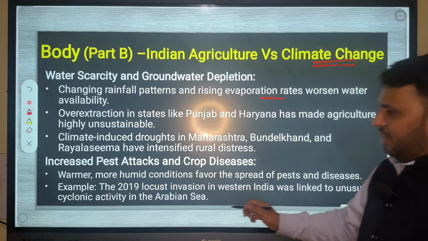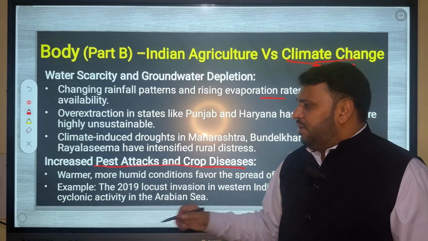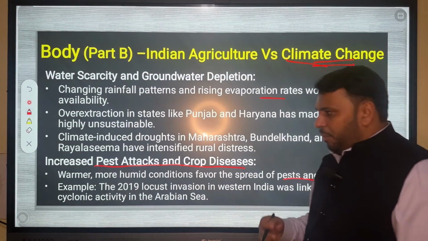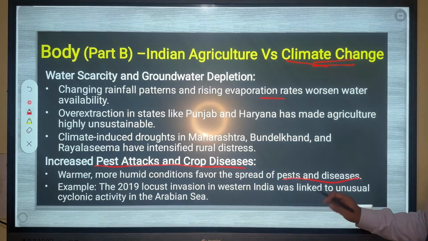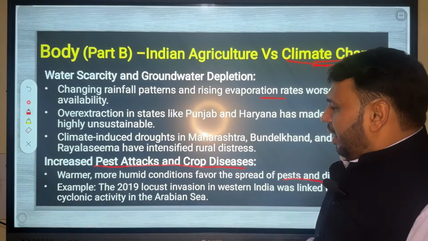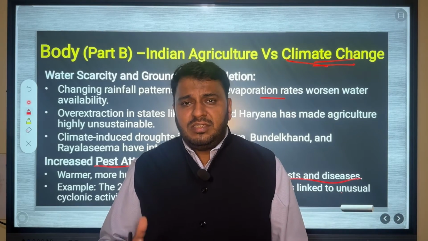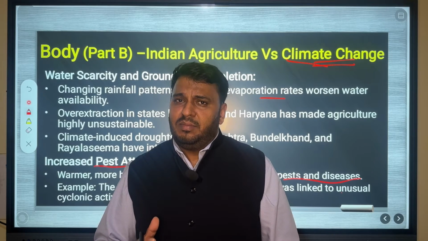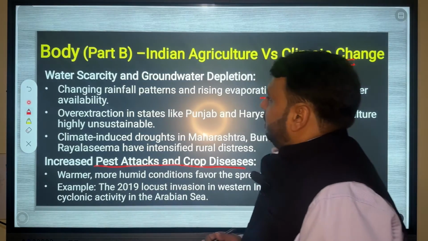Increased pest attacks is another topic that is seen in the wake of climate change, wherein warmer, more humid conditions have favored the spread of pests and diseases that has lowered the crop yields. For example, in 2019, there was an invasion in Western India linked to unusual cyclonic activity in the Arabian Sea. So, if you see how climate change can have a very high impact on the Indian agriculture system, it can impact its overall produce and farmer welfare. Next, please.